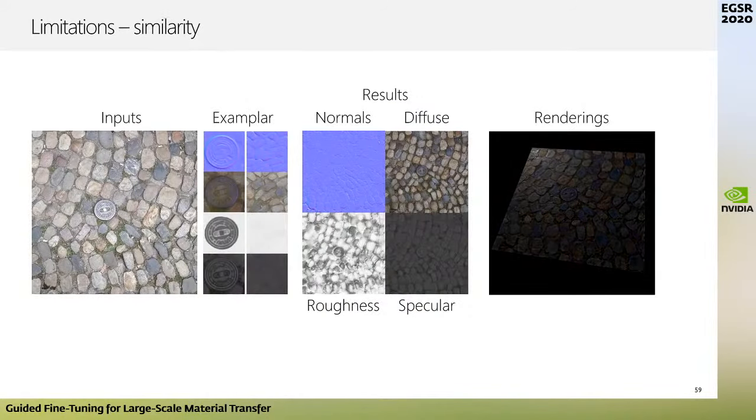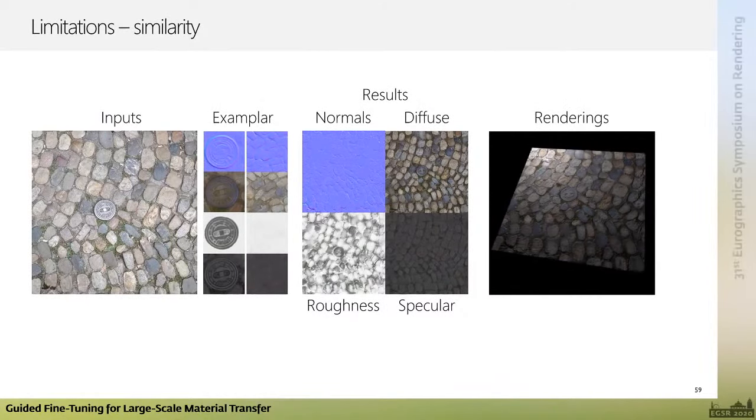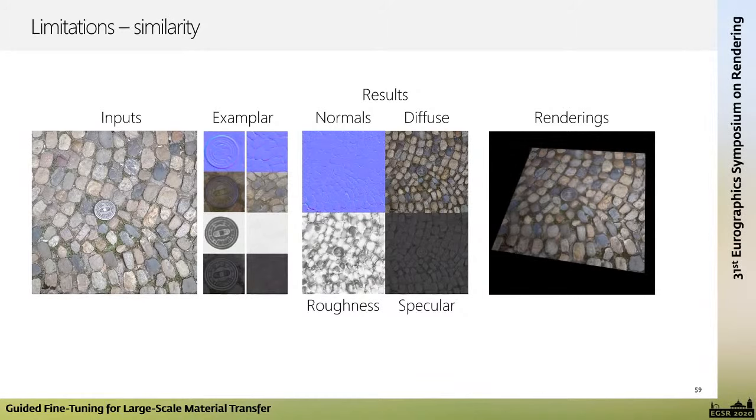Our second limitation happens in the case where two different materials look similar in the large-scale image. Here, the network propagates the small manhole properties to the dark part of the pavement.